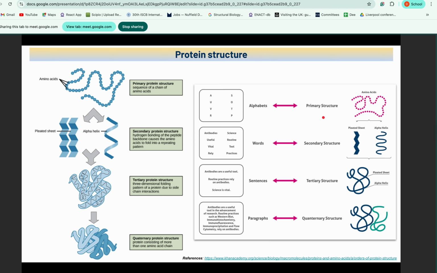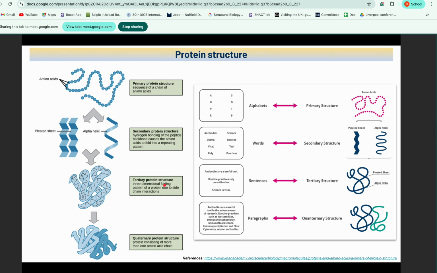This shows how, as we expand from primary to secondary to tertiary, we increase the knowledge of the structure. Previously we only had the alphabets, the amino acids present in the protein. Now we also have the hydrogen bonding they make. That gives us the words, how these alphabets are involved in making words.